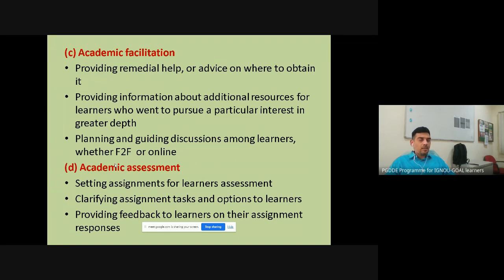Yeah, then academic assessment. Okay, academic advising, academic instruction, academic facilitation, then academic assessment. When we are talking about academic assessment, okay, that means all the work related to the assessment, we can say that preparation of assignments. Okay, then clarifying the assignment tasks and clarifying the doubts to the learners. Then providing the constructive comments to the learners on their assignment responses. Okay, these are coming under the academic assessment part of view as a tutoring process.